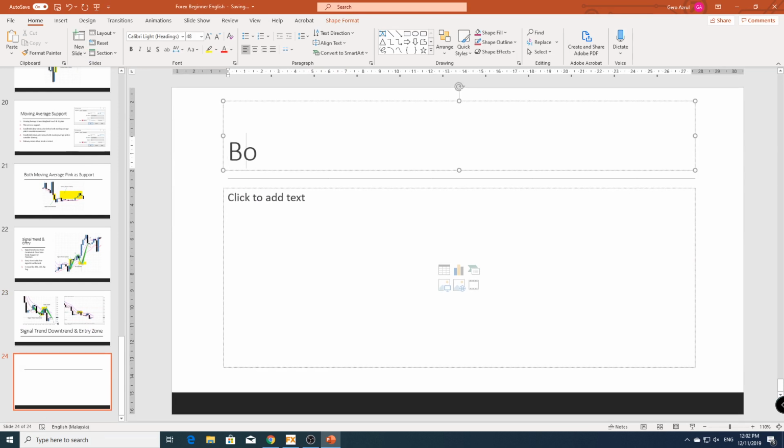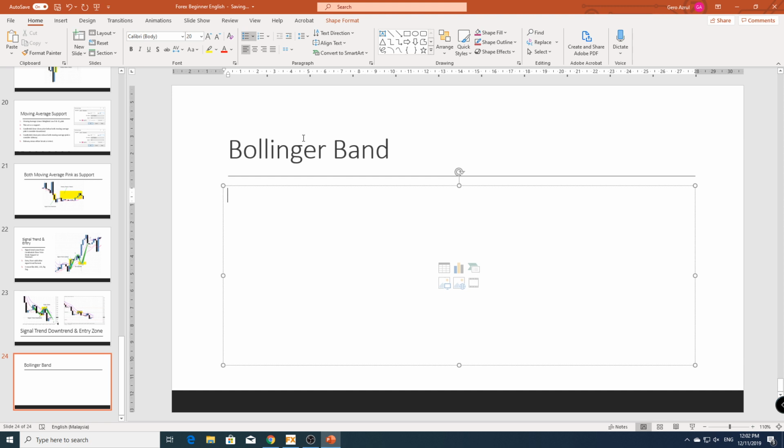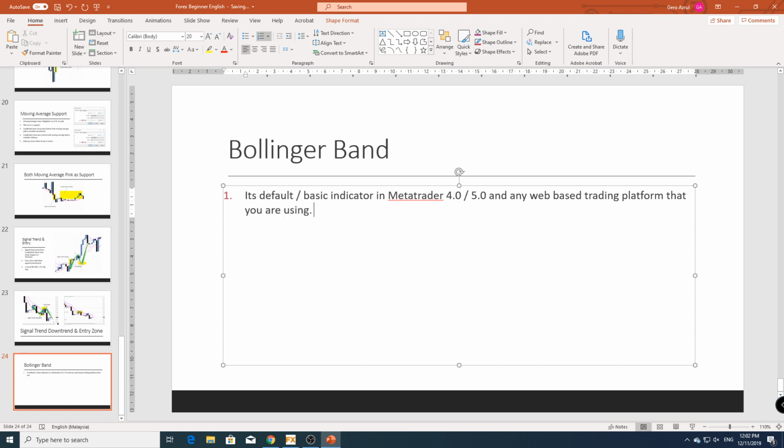The first point is that it's a default or basic indicator in 4.0, or maybe any web-based trading platform that you are using.